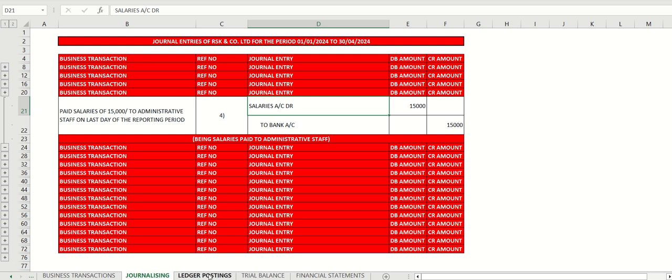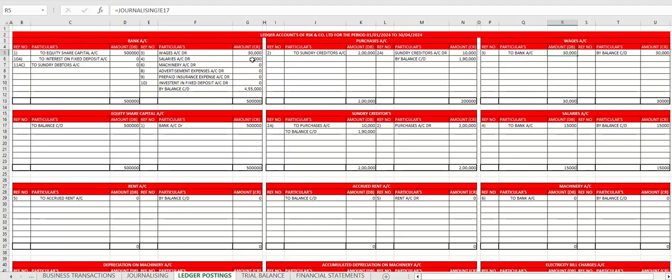Now let's move to the ledger postings phase. This 15,000 would get adjusted in the bank account, because there will be an outflow of cash, and the salary account, which is an expense, should get debited, salaries account to bank account, and the debit balance would get carried forward. So there will be a debit balance in the salary account. Now we will see how these balances would get reflected, or are required to be updated, in the trial balance.